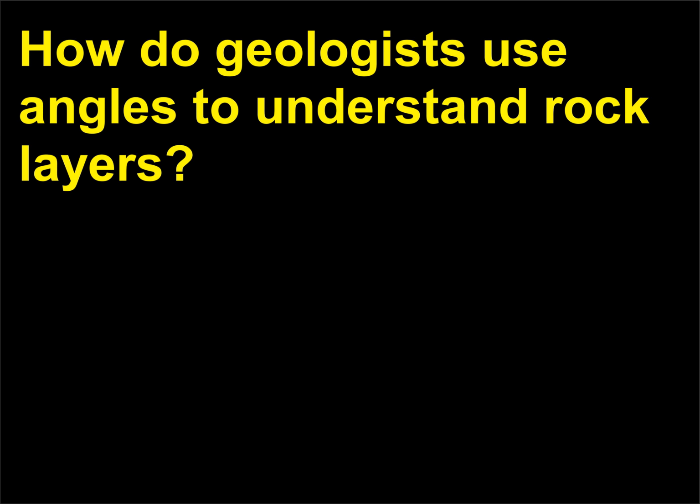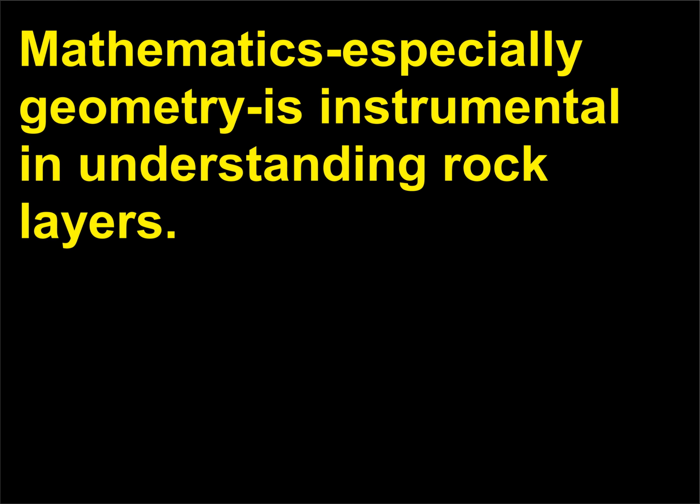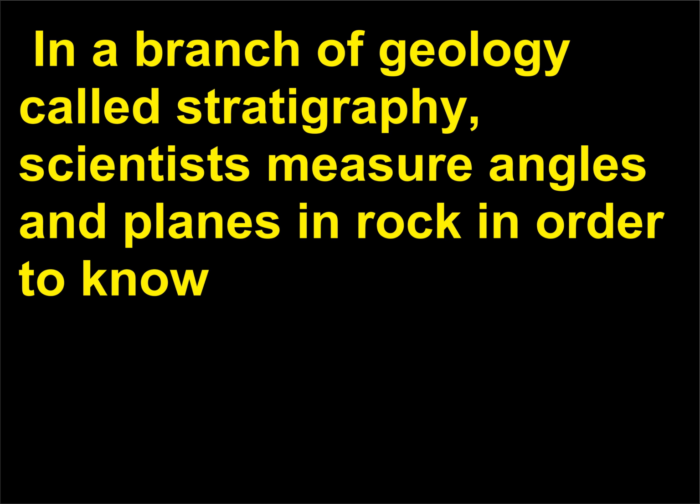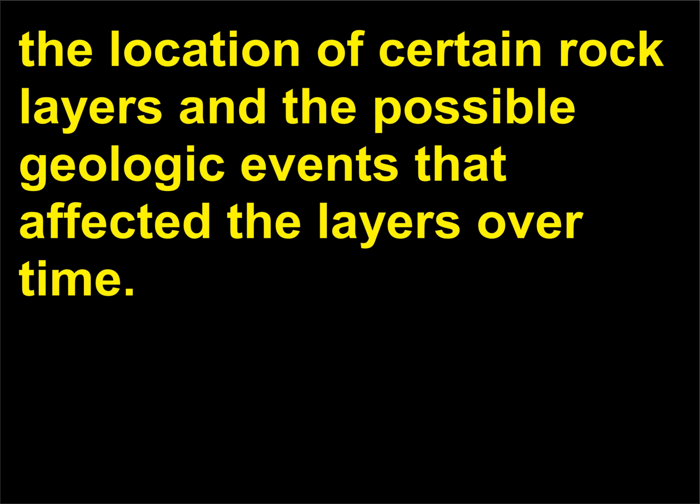How do geologists use angles to understand rock layers? Mathematics, especially geometry, is instrumental in understanding rock layers. In a branch of geology called stratigraphy, scientists measure angles and planes in rock in order to know the location of certain rock layers and the possible geologic events that affected the layers over time.